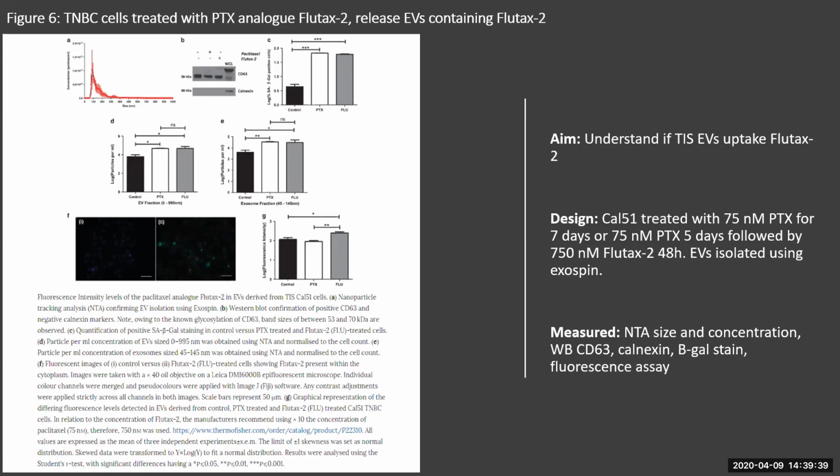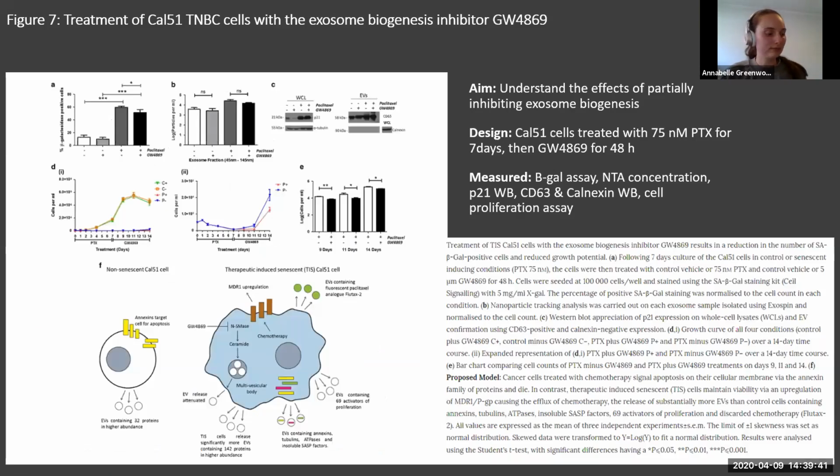Cool. So I guess 7. So figure 7, treatment of CAL51 triple negative breast cancer cells with the exosome biogenesis inhibitor GW4869. So the aim was to understand the effects of partially inhibiting exosome biogenesis. So what they did is they treated their Cal51 cells with 75 nanomolar of PTX for 7 days, and then the exosome biogenesis inhibitor for 48 hours after that.